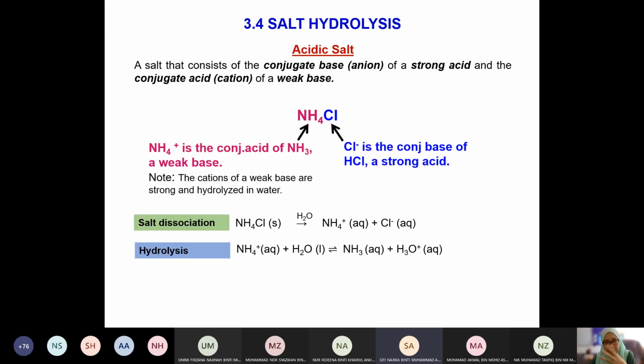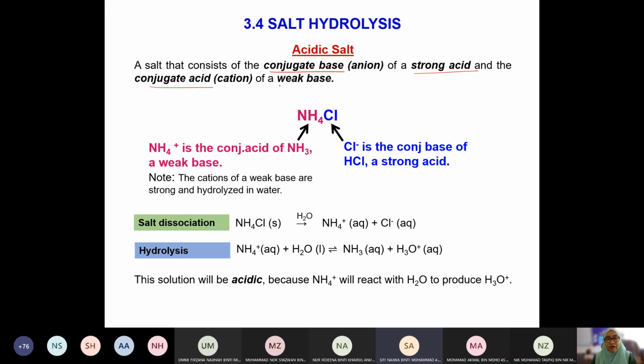Okay, alright. So let's move on to acidic salt. Rasanya dah ada idea sikit lah macam mana dia form acidic salt solution. Neutral tadi dah tahu kan? So now we move on to acidic. Okay, so acidic salt is a salt that consists of the conjugate base anion from strong acid and the conjugate acid cation from weak base. Okay, let's do the prediction first lah.